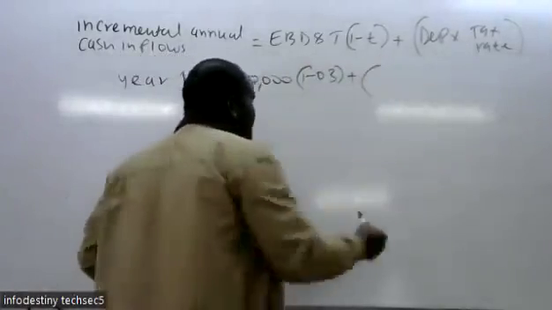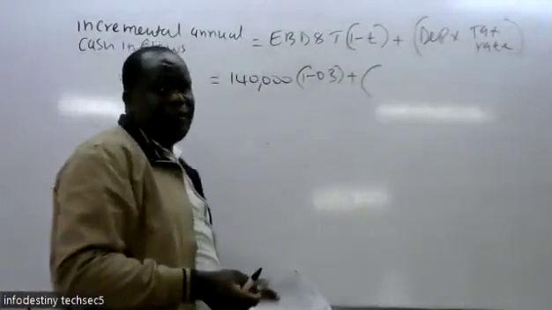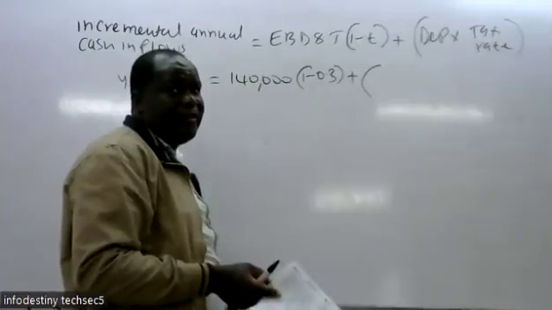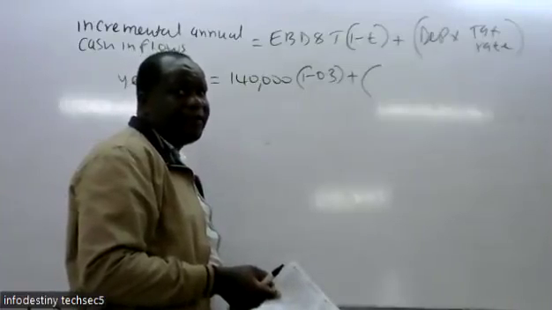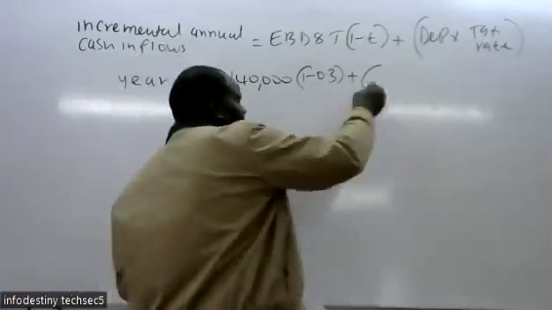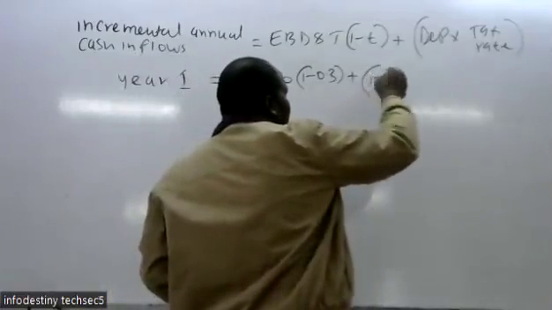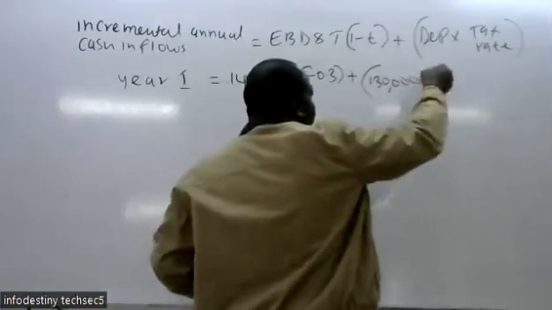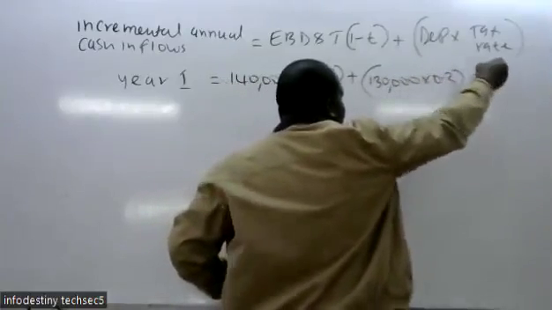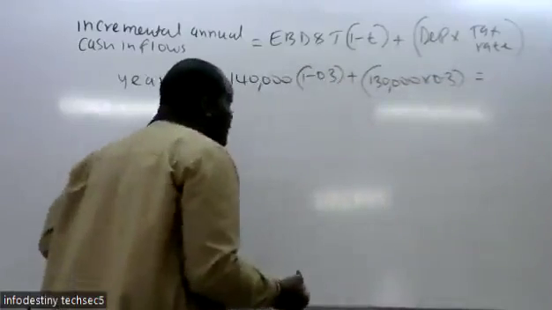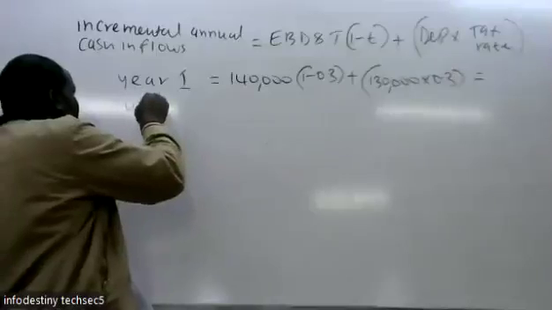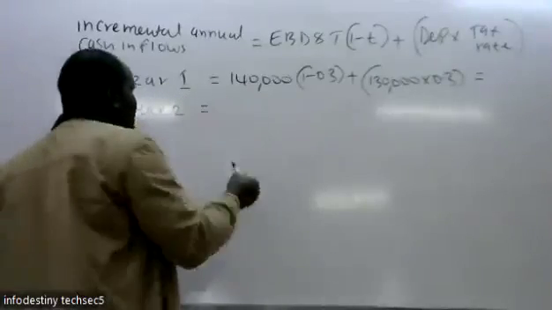Then we add depreciation. Depreciation for year one up to year three was how much? In the step that we have just finished, step number 2, incremental depreciation. So you take 130,000, which is 130 from year one to year three, multiplied by 0.3. That will be for year one. We do the same for year two.